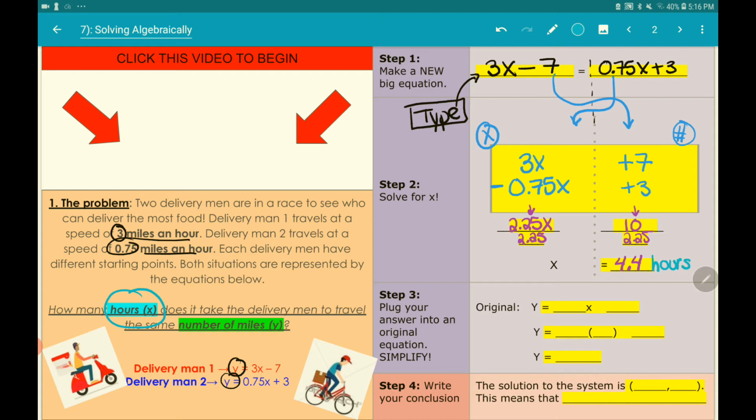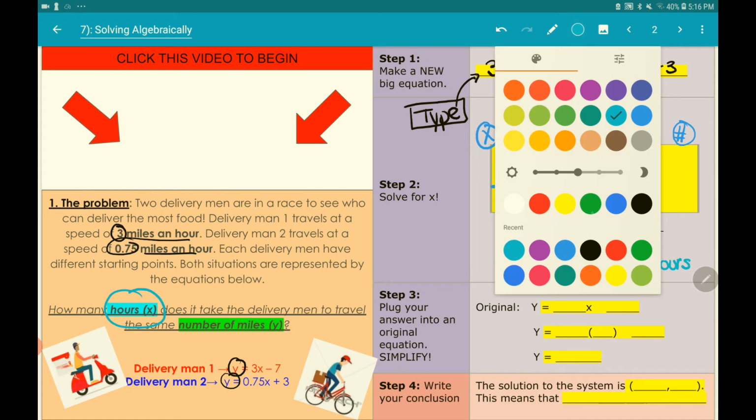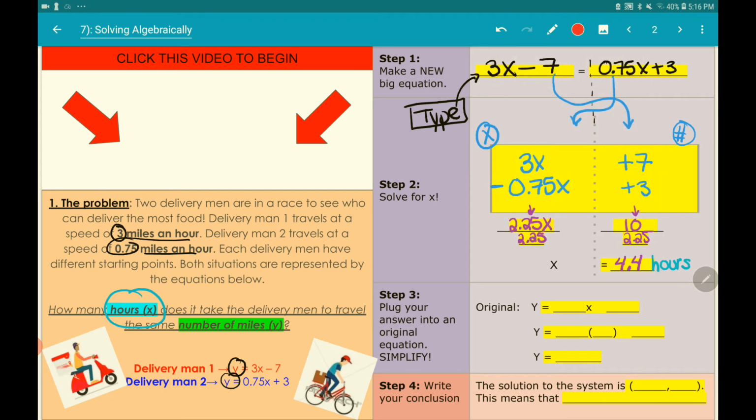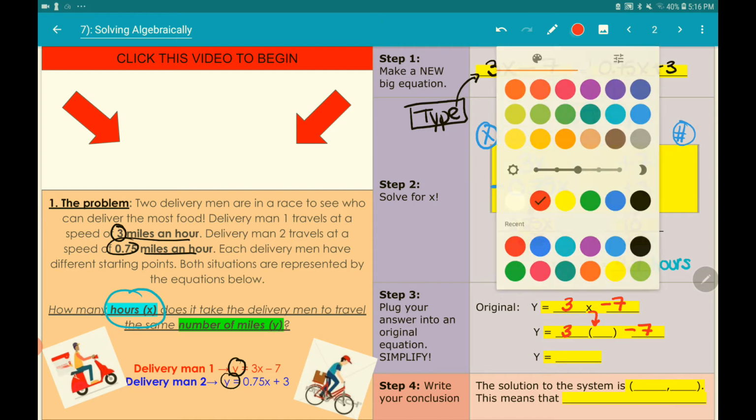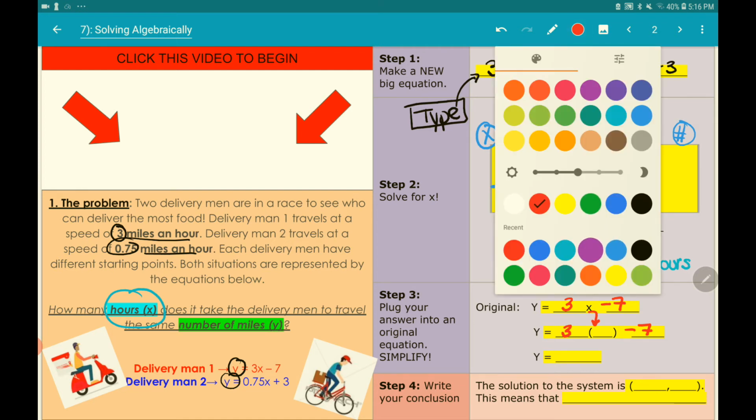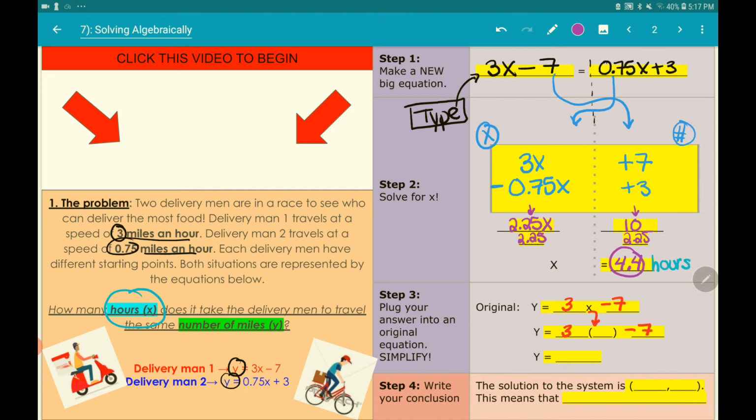All right. Now remember, when we're solving a system, we need to get a solution that's in the shape of a coordinate. So I am not done here. I have X, but I need to find my Y. So what do we do there? We pick an original. So I'm going to pick 3x minus 7. Now, instead of X, I'm going to put my set of parentheses. Inside my parentheses, if we remember from the beginning of this unit, I am going to take my 4.4 or whatever I got for X.